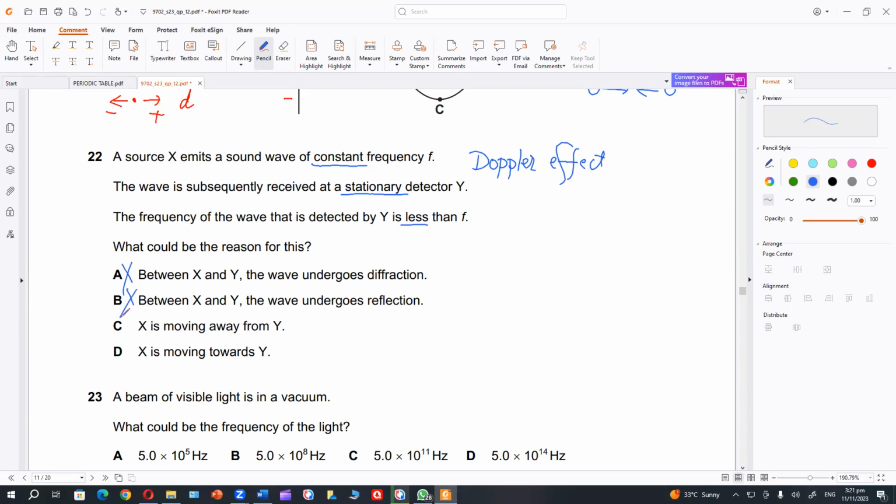X is moving away from Y. So what's the rule? When you get closer to the listener, the apparent frequency increases. And when you go away from the listener, the apparent frequency decreases, right? Yes. So it will then be C.